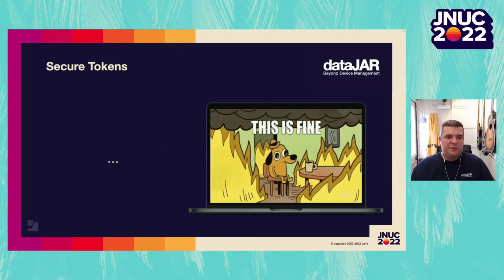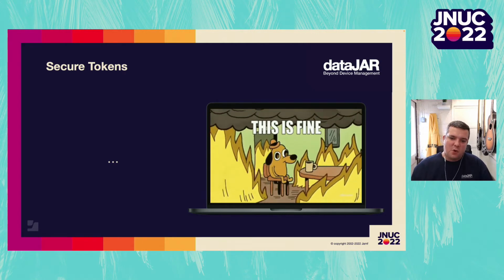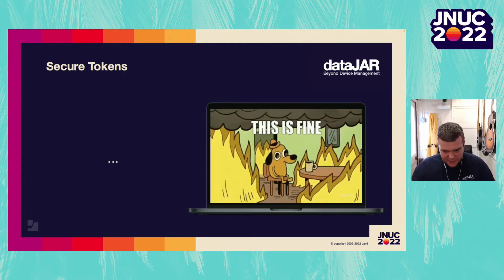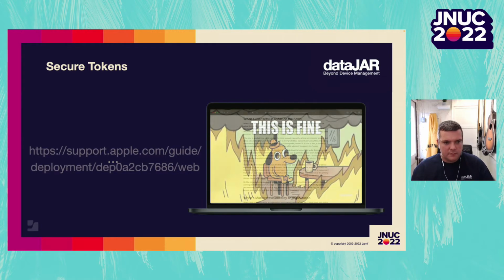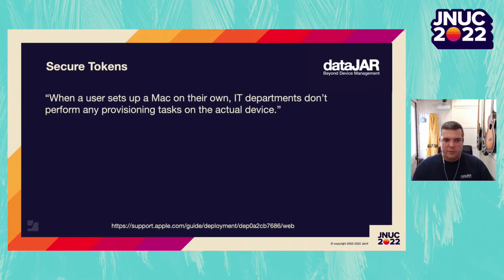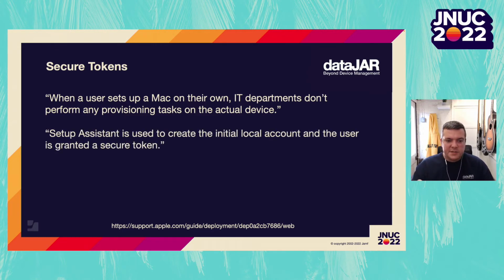This all might make you feel that it's all doom and gloom and this stuff's awful and we can't manage it and all this stuff. Well, it's not. It's fine, honest. With the KB again, managing FileVault with mobile device management, Apple talk about when a user sets up a Mac on their own. With this, they're actually talking about ADE enrollment. When a user sets up a Mac on their own, IT departments don't perform any provisioning tasks on the actual device. Setup Assistant lets the user create an initial local account, and the user is granted a secure token.